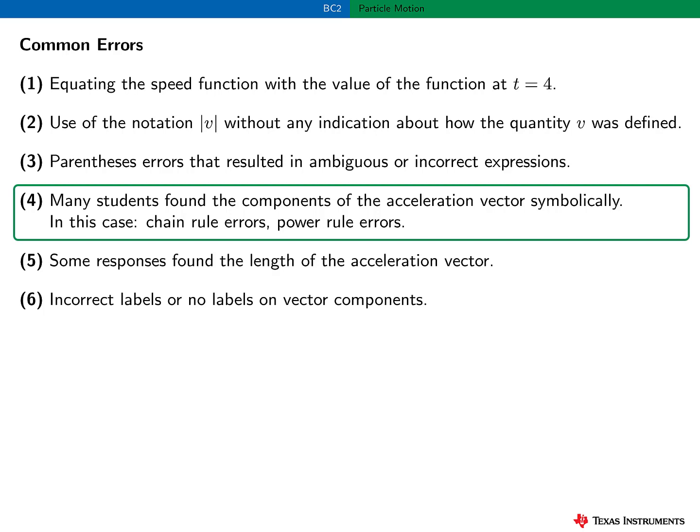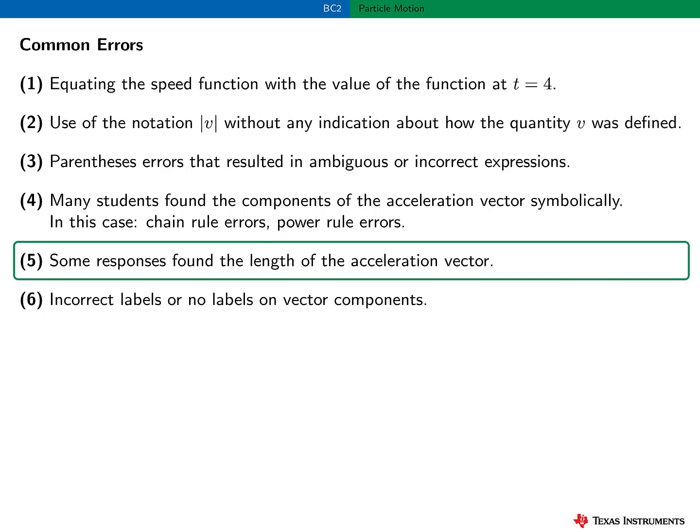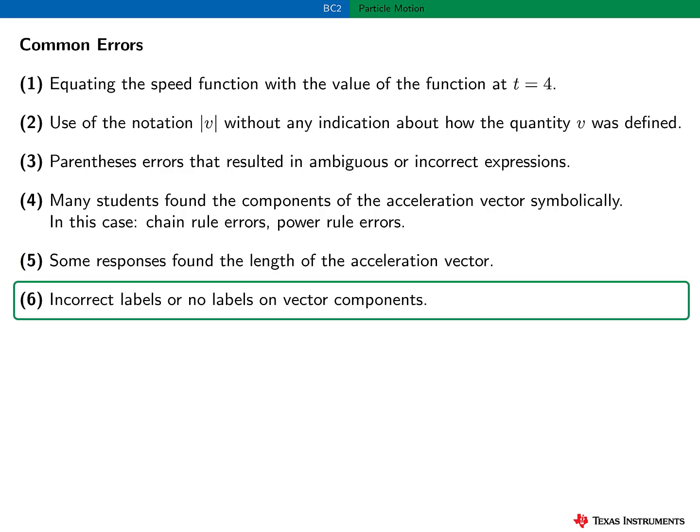Many responses attempted to find the components of the acceleration vector symbolically, and this was certainly possible. But for those who attempted this, many made either a chain rule error or a power rule error. Some responses actually tried to find the length of the acceleration vector rather than just the vector itself. And some responses used incorrect labels or no labels on the vector components. And you can certainly see the value of good communication here.